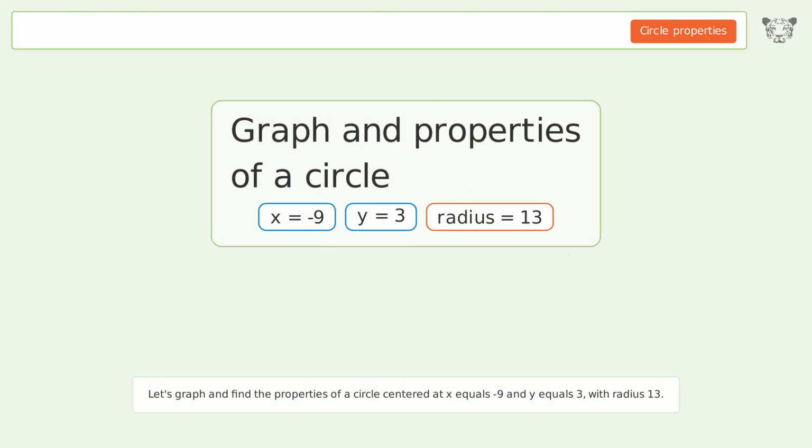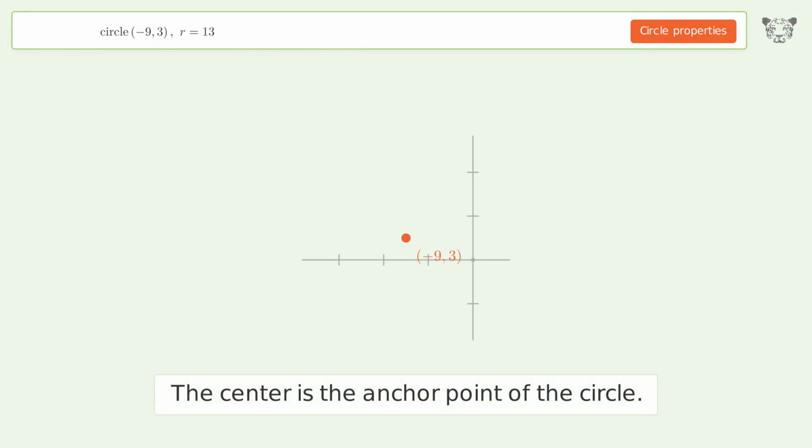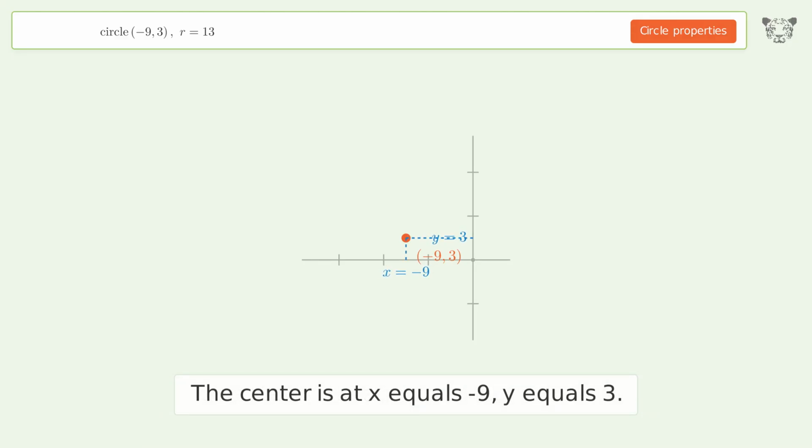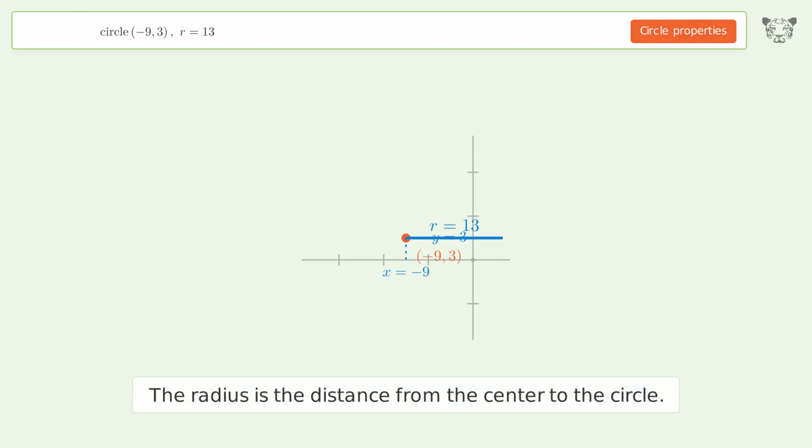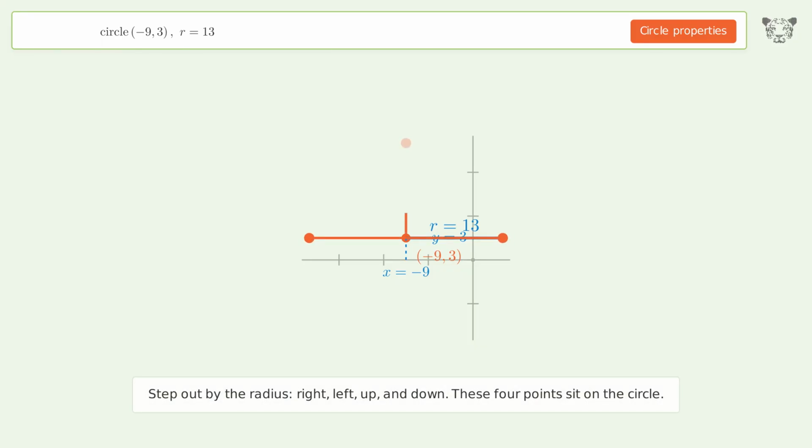Let's graph and find the properties of a circle centered at x equals -9 and y equals 3, with radius 13. The center is the anchor point of the circle. The center is at x equals -9, y equals 3. The radius is the distance from the center to the circle. Step out by the radius, right, left, up, and down. These 4 points sit on the circle.